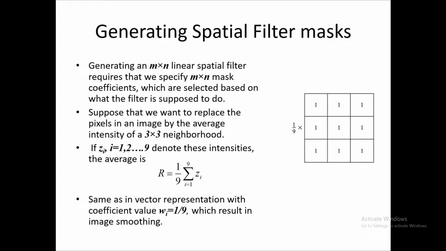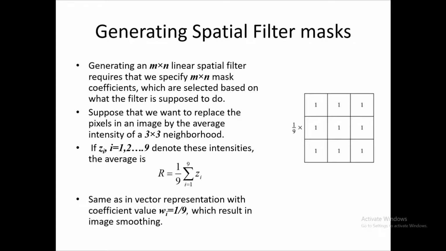And generating an m by n spatial filter requires that we specify m by n mask coefficients, which are selected based on what the filter is supposed to do. Suppose now we are focused on a smoothing filter, so we are trying to generate a spatial filter that will smooth our image.